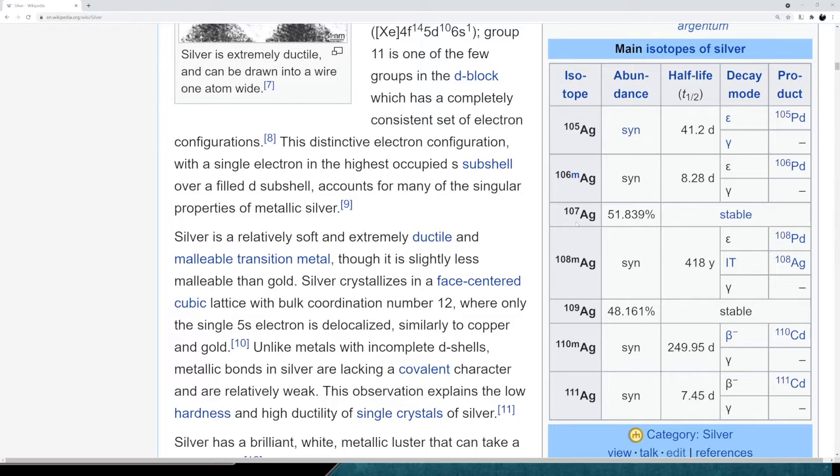So this one has two more neutrons. This one here has two more neutrons than this one. And for whatever reason, those happen to be the ideal numbers for silver. For whatever reason, 108 is a radioactive one, so it's not stable. It'll break down by itself. So silver has two stable isotopes.